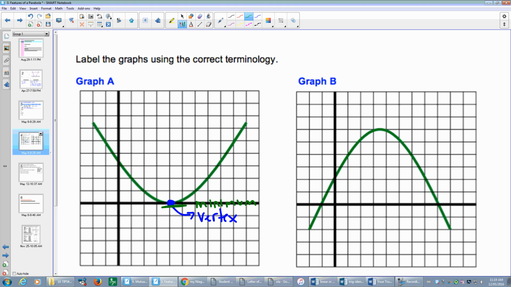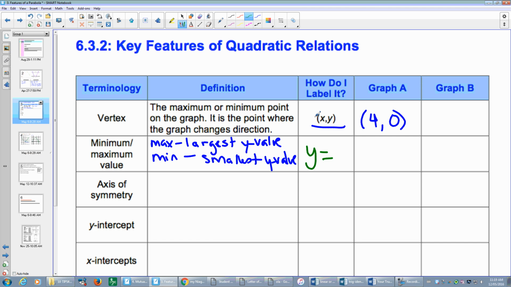And it's always in the form y equals. Well, what is the y value when I look at this? Isaiah, can you help me out? What's my y value here? Very good. So I'll just write up here, y is equal to 0.